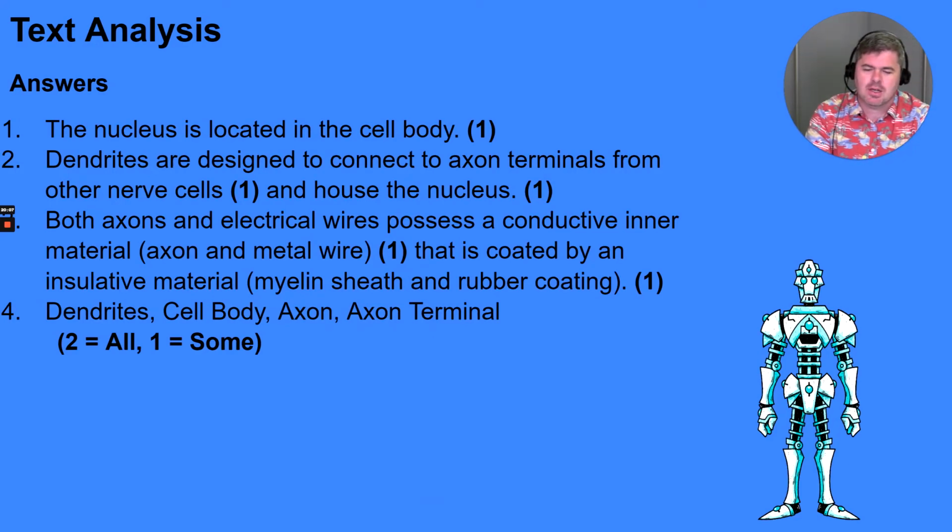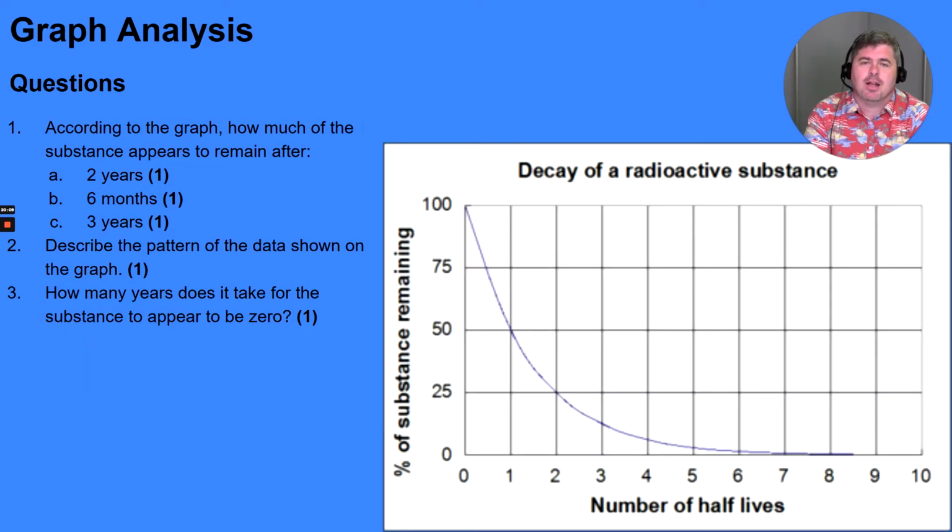All right, text analysis. Oh, no, sorry. Graph analysis. According to the graph, how much of the substance appears to remain after 2 years, 6 months, 3 years? Describe the pattern of the data shown on the graph. How many years does it take for the substance to appear to be zero? So for this one, you have to be able to interpret what the graph is saying.